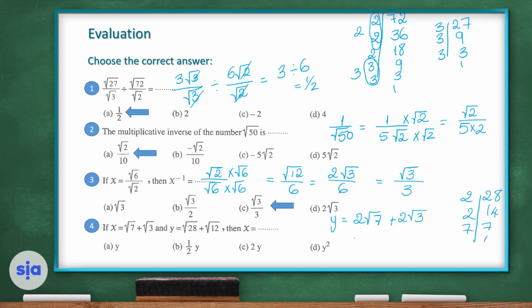So as you can see here that the y, if you take the 2 as a common factor, it's 2 times root 7 plus root 3. So this means that y is double the x because x is root 7 plus root 3. So if y is double the x, what is x? Yes, you're right. X is half y. So the right answer here is choice B.